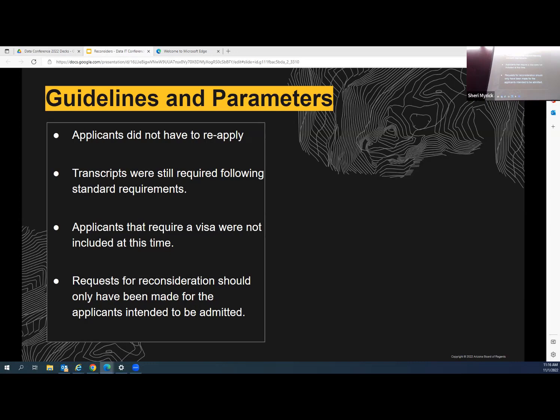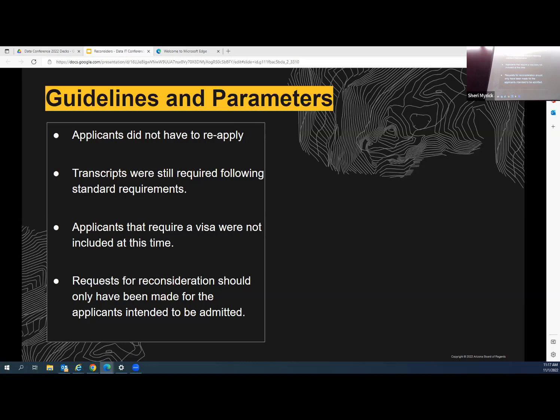And then on this round, applicants that required a visa were not included in this time frame. The reason is because we had less than 3 months before fall started when we started doing this. We started, I think, middle of May, end of May is around that time frame. So that only gave them 2 months. There was no way the I-20s could be completed in time for them to be included in this. So that's why they were not considered during this time.